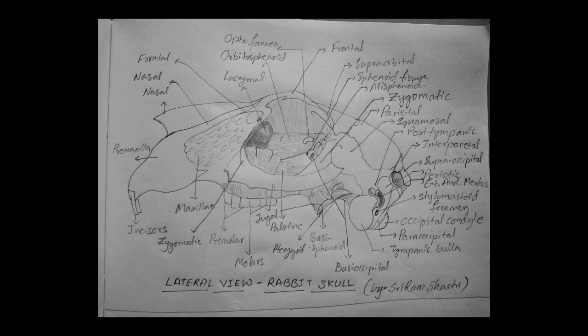paraoccipital, tympanic bullae, basioccipital, basisphenoid, pterygoid, palatine, jugal. These are the teeth, that is molars, premolars, zygomatic process, maxilla. Right. So, in short, we have to discuss this diagrammatic representation also.